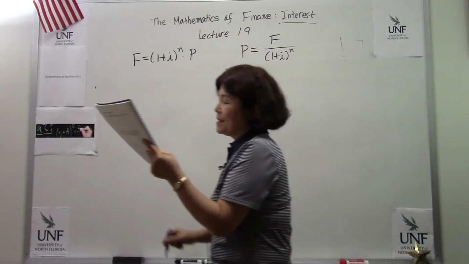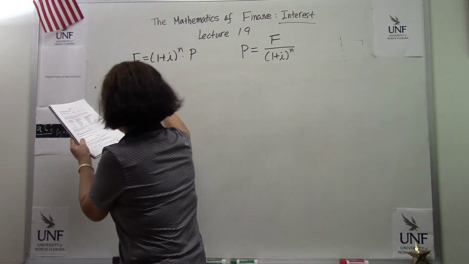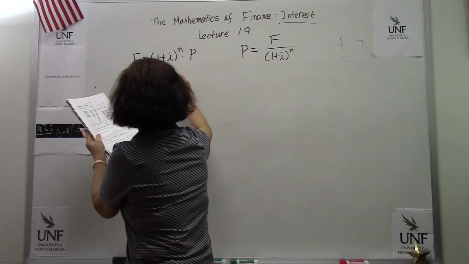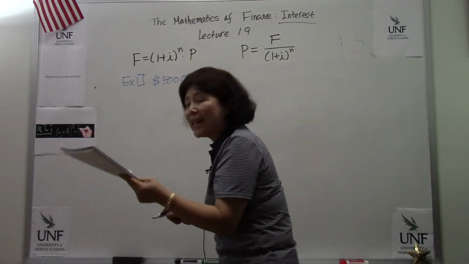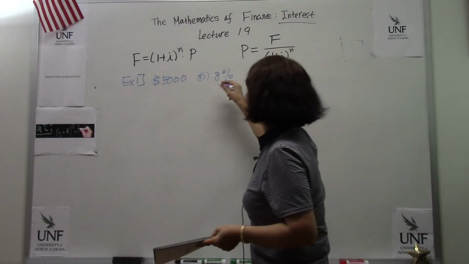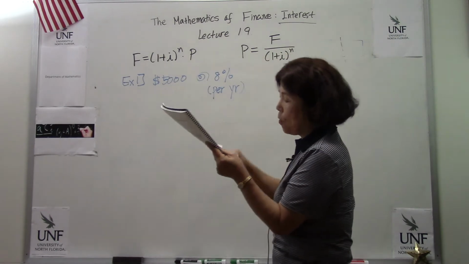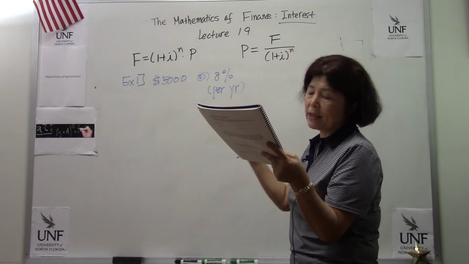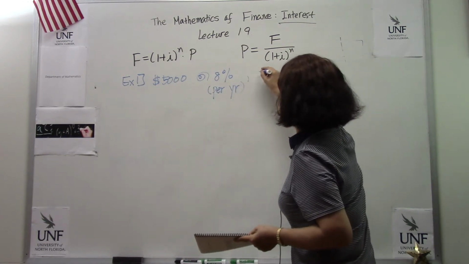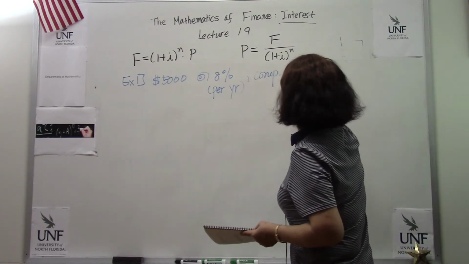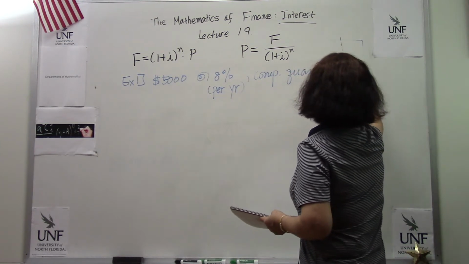$5,000 is invested at 8%. They didn't say anything else about 8%. That means 8% per year, okay? Per year. That is always implied when you see a bank statement, everything. Compounded quarterly for 3 years, okay?